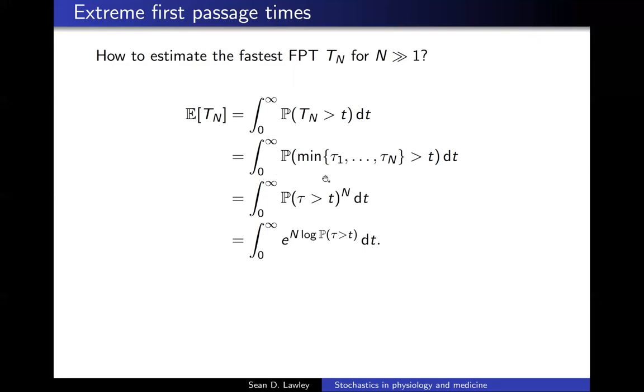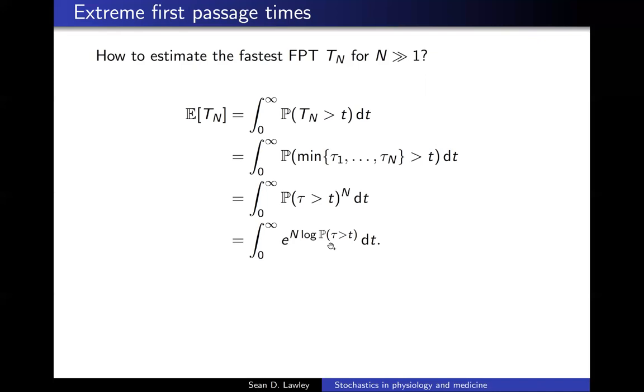The second equality is just the definition of Tn, right? Tn is the minimum of all these individual taus. But since the taus are independent and identically distributed, and since the minimum of them is bigger than tau if and only if every one of them is bigger than tau, we just get the probability that a single tau is bigger than t, raised to the nth power. And the final equality is, of course, just an algebraic identity, right? P to the n is the same as e to the n log p.